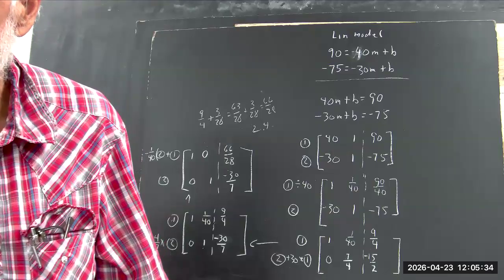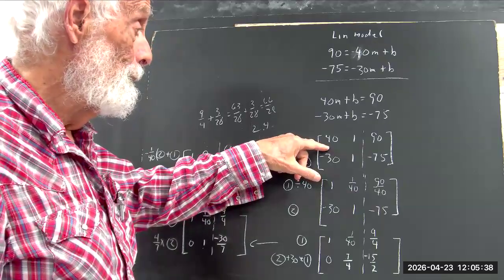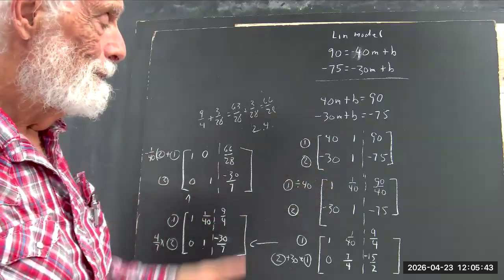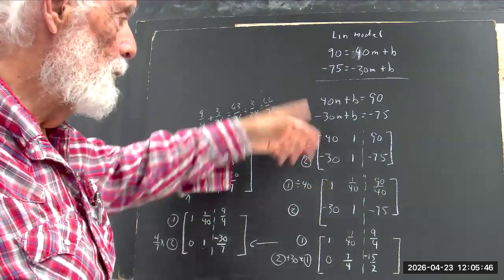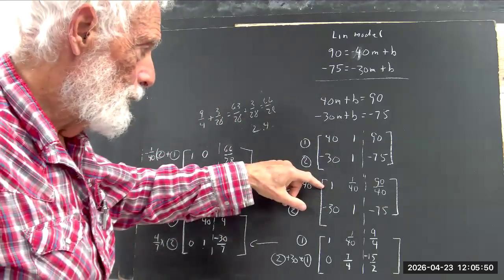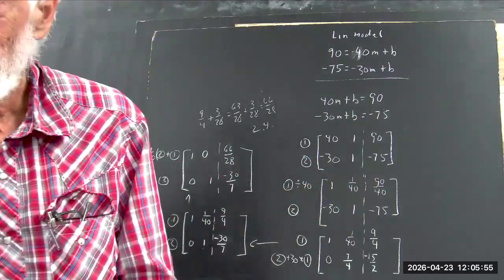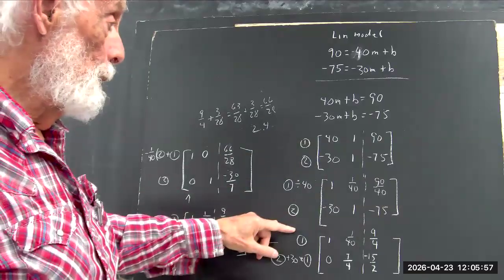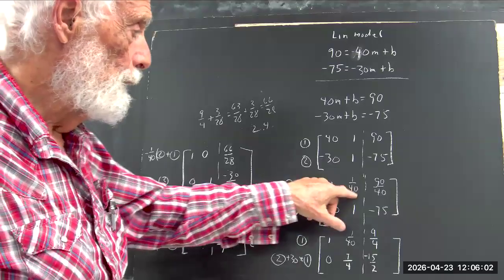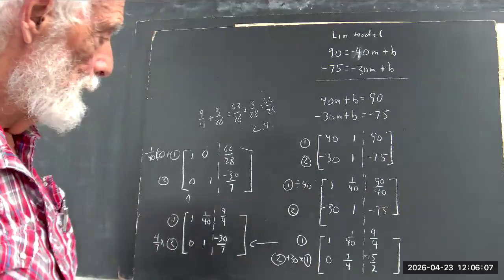Okay? And then we just divide the first equation by 40, which gives us a 1 here. We know that we want a 1 here. There's no advantage in switching the equations and dividing this by negative 30. So we just get a 1 here. 1 divided by 40, 90 divided by 40. That's the only change we made. Equation 1 becomes the old equation 1 divided by 40. Equation 2 is still what it was, but we're going to mess with it now.